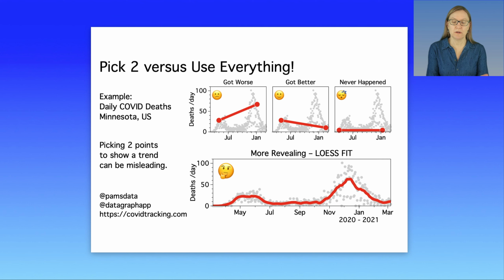What I did back in 2021 is I used data on daily COVID deaths. This was very much on everyone's mind back then. This is data from Minnesota. And my point here was to show that if you took that trend line and just picked 2 points and you weren't showing me all the underlying data, I might not really understand what the trend was. So you could think, again, depending on the 2 points I pick here, that COVID's getting worse, COVID's getting better, maybe it never happened. The more revealing information to me would be to show the entire trend line.